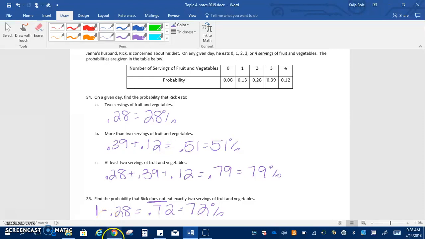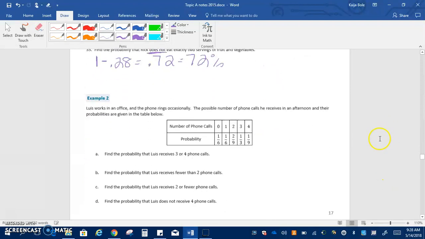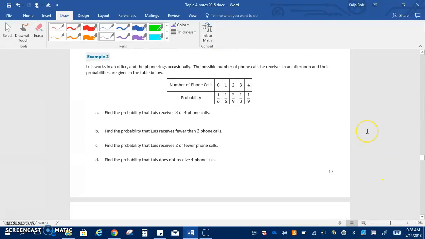Okay. So now in the next table down here, they gave us fractions. So Luis works in an office and the phone rings occasionally. The possible number of phone calls he receives in an afternoon and their probabilities are given below. So find the probability that Luis receives 3 or 4 phone calls. So remember that when we see the word or, this means to add.